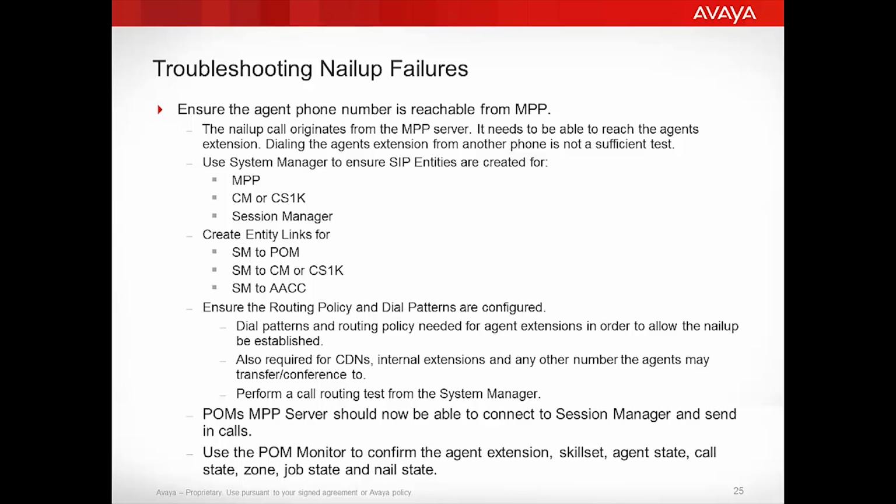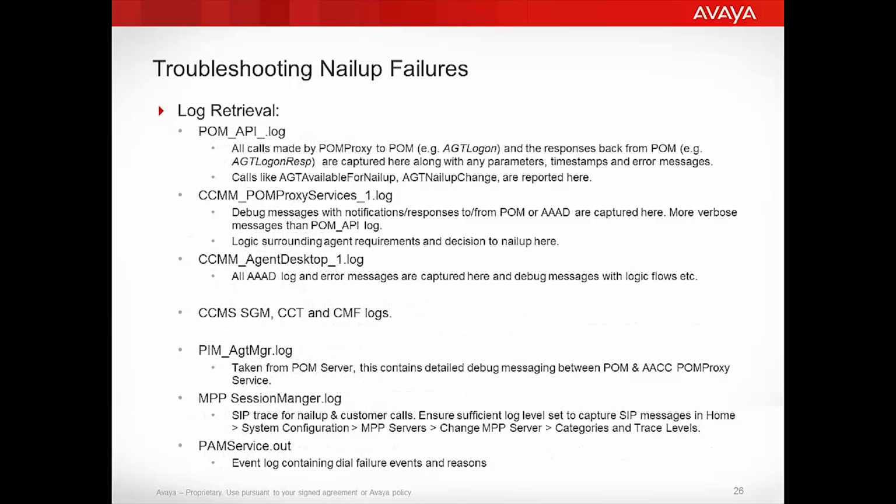Once again, when it comes to troubleshooting the Nailup failures, the logs to look at would be the POM API log, and make sure that the calls like AGT available for Nailup and AGT Nailup change are reported there. The POM proxy services log will capture more verbose output than POM API and will include a lot of the logic surrounding the agent's requirements and the decision as to when to nail up an agent.